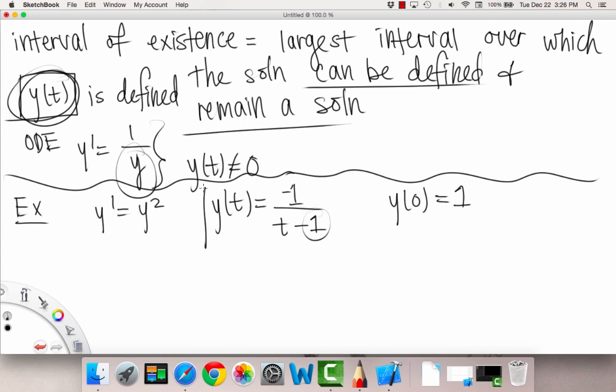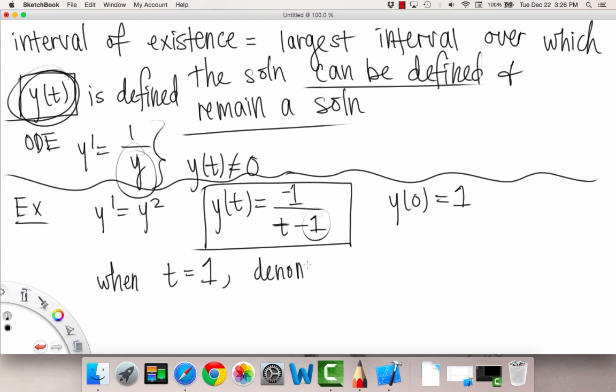Anyways, let's look at our particular solution here. We see that when t is equal to positive 1, our denominator is equal to 0, which makes our y of t undefined, which is not good, right? But this is good in the sense that now we know where y of t is undefined, so we can construct our intervals around that area, okay? We don't want our t equal to 1.